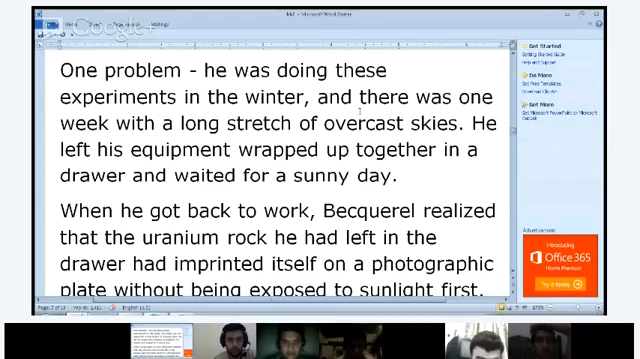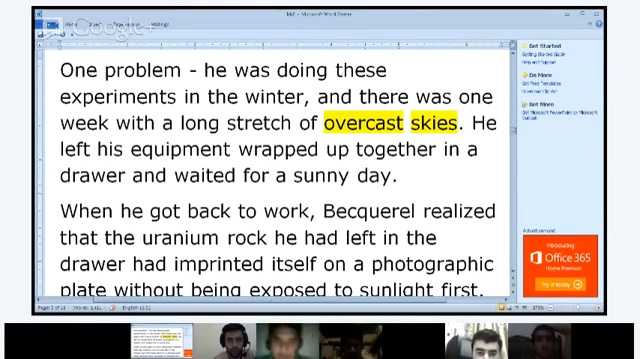Do people understand what overcast is? Overcast skies? Naturally, what do we call those? Clouds. Yes, clouds. So it was cloudy. The weather was cloudy. People understand? Okay. So then what did he do? It was too cloudy. There was no sun, so he could not do his experiment.